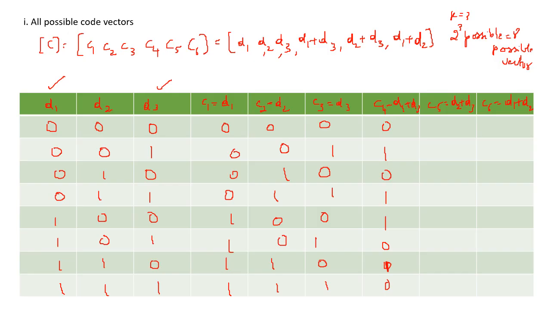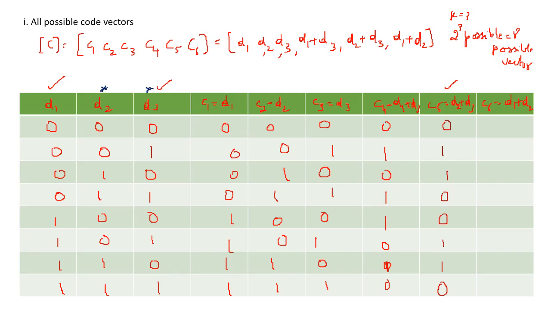Next it is D2 plus D3. So we add the D2 bit and the D3 bit, and we get the values of D2 plus D3 for the next column. So 0 plus 0 is 0, 0 plus 1 is 1, 1 plus 0 is 1, 1 plus 1 is 0, 0 plus 0 is 0, 0 plus 1 is 1, 1 plus 0 is 1, 1 plus 1 is 0. Next we are going to add D1 plus D2.